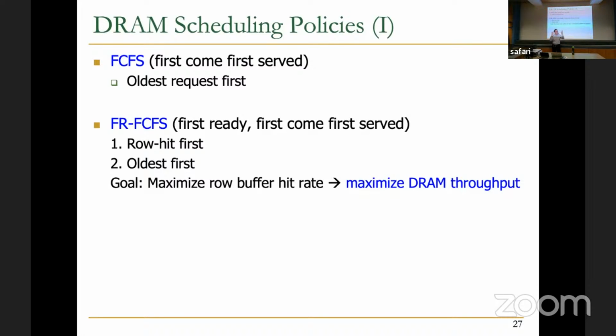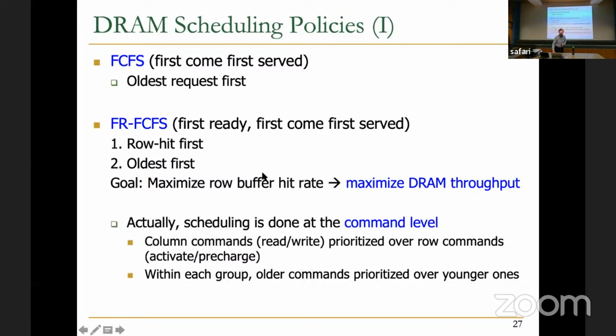That's the mindset, right? Processor is important, memory is not important, which we're trying to change. And I think people are clearly realizing that's not true. Okay, so first come, first serve is old, as I said. So people have quickly figured out that this is not that good. So first ready, first come, first serve says you should prioritize the row buffer hits. This maximizes the row buffer hit rate and maximizes DRAM throughput.